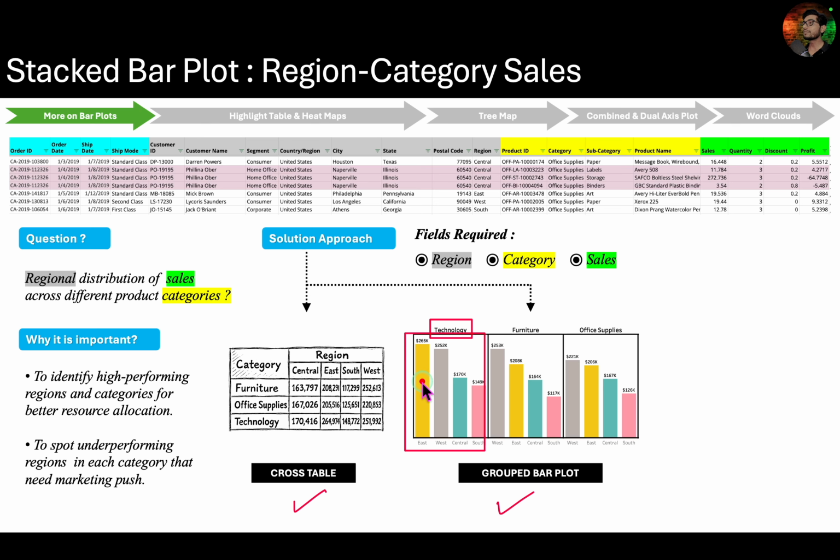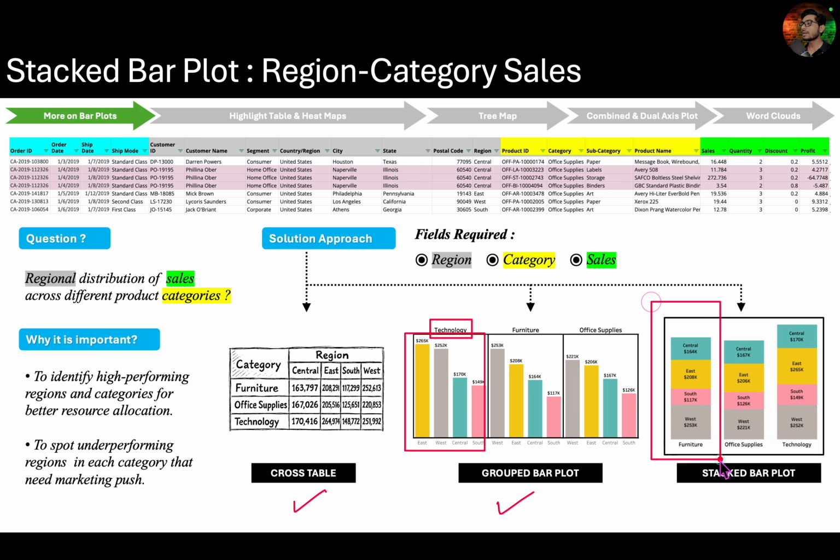Alternatively, instead of using separate bars for each region, we can use a single bar for each product category and stack the regional sales within it. This type of chart is also known as a stacked bar chart. The final decision on which chart to use for presenting the findings is yours. But let me highlight a couple of key advantages of the stacked bar chart.